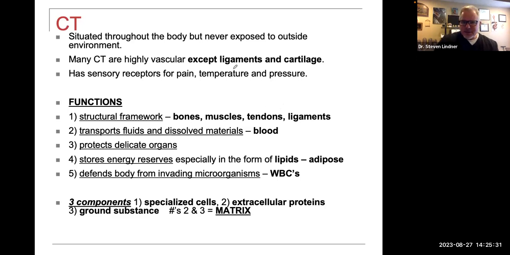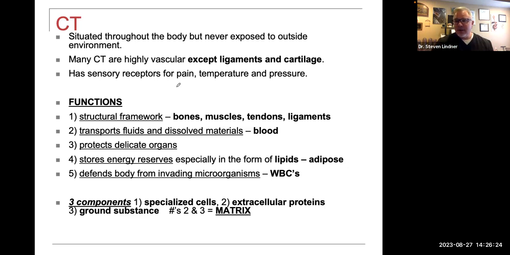Okay, so again, just to review, most connective tissue is vascular, except for ligaments, except for cartilage, and some tendons. The functions: there's the structural framework of connective tissue. That's bones, muscles, tendons, ligaments. There's liquid connective tissue. We have the important function of transporting fluids and dissolved materials through the body. So we need blood in order to do that. Connective tissue also protects our organs, so we have fat and adipose to do that. There's energy storage. Again, fat stores lots of energy, triglycerides, and it defends our body from invading microorganisms. Again, blood, but this time not red blood cells, but the white blood cells.